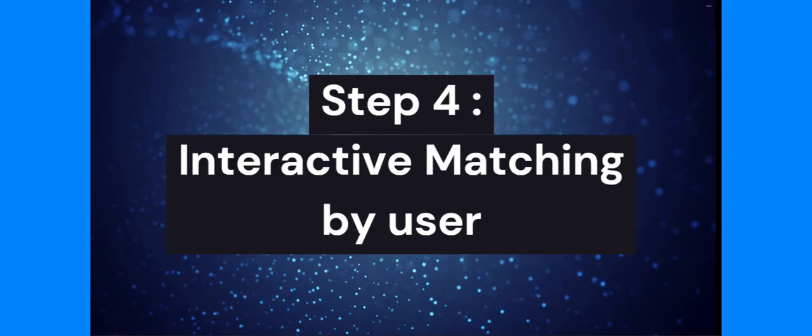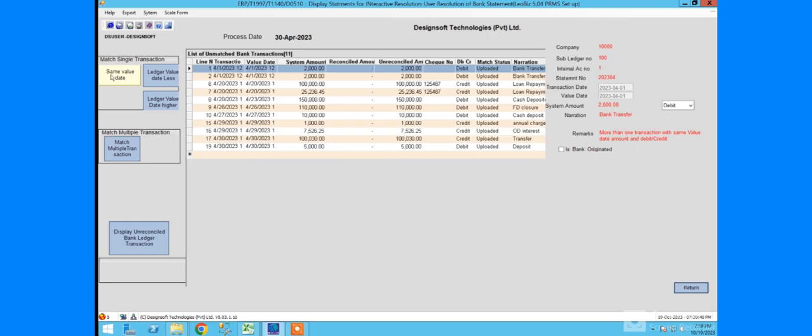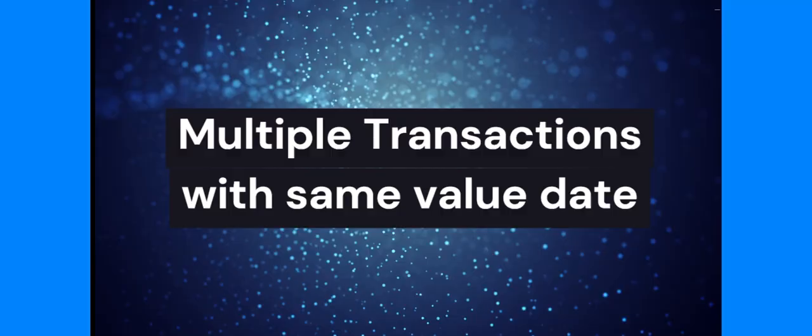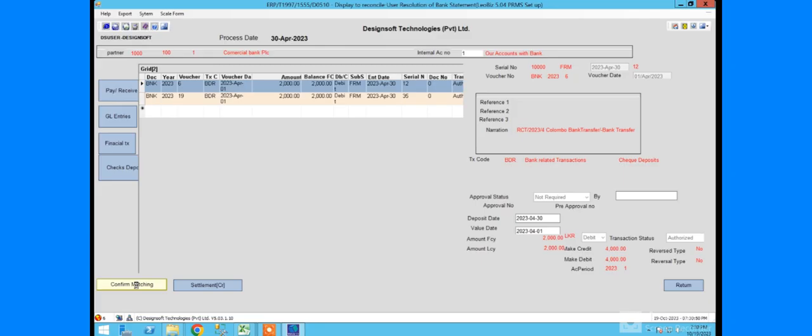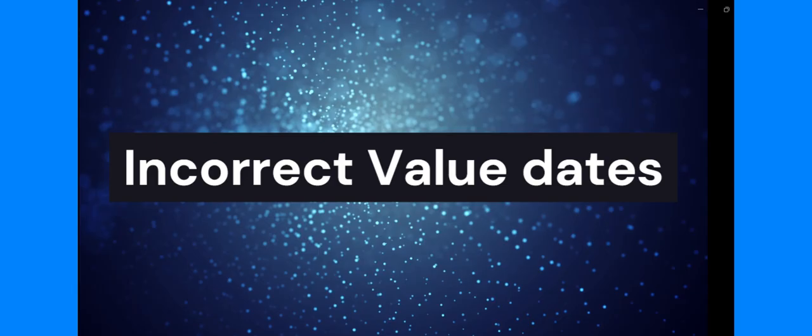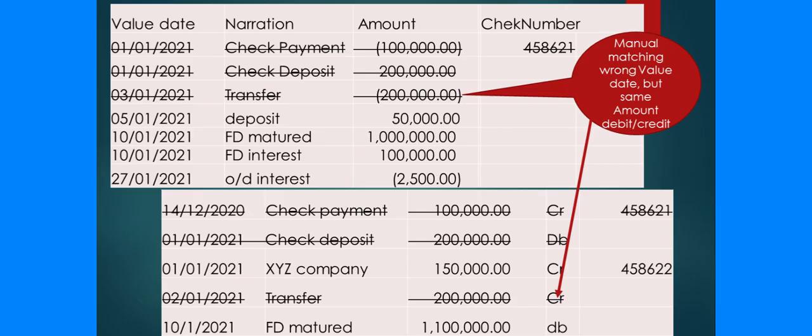Step 4: interactive matching of transactions. When there are multiple transactions with the same value date and amount, the system will not be able to match the transaction. The user will have to determine which transaction to match. Sometimes value dates of the bank statement could be different due to posting errors. The user will search a week before or after to locate the transaction in the bank ledger.